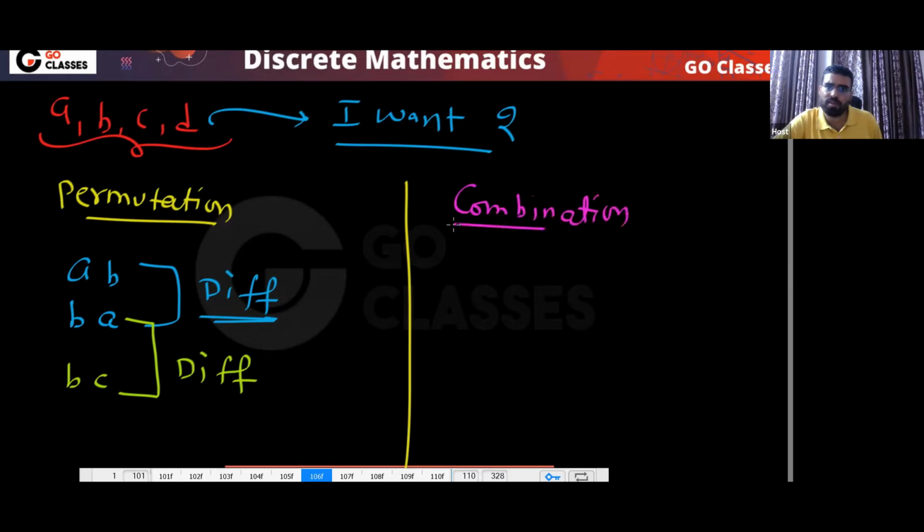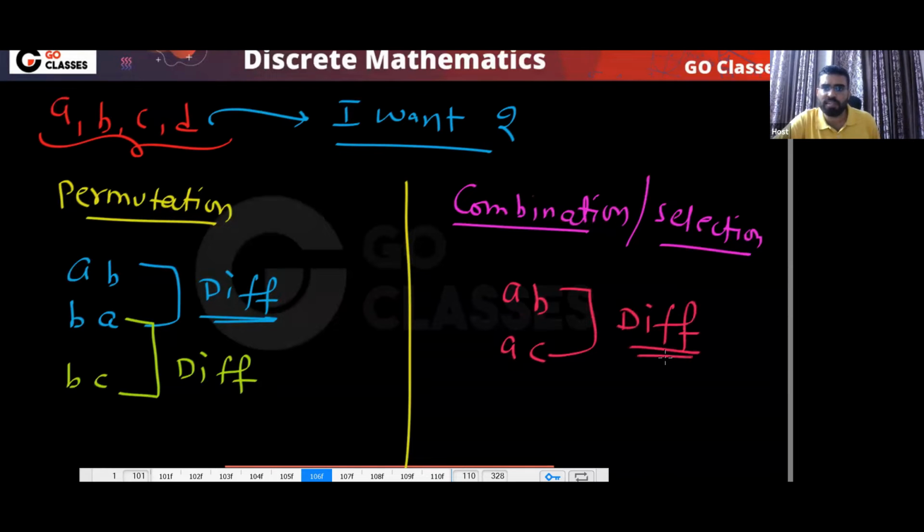In combination means selection. Basically, you just want to select. In a selection, what matters? Only elements matter. What are the elements? That will matter. For example, this AB, AC. These are different selections, right? Yes or no? These are different selections. But these are not different selections. These are same. Correct? Is this point clear to everyone?